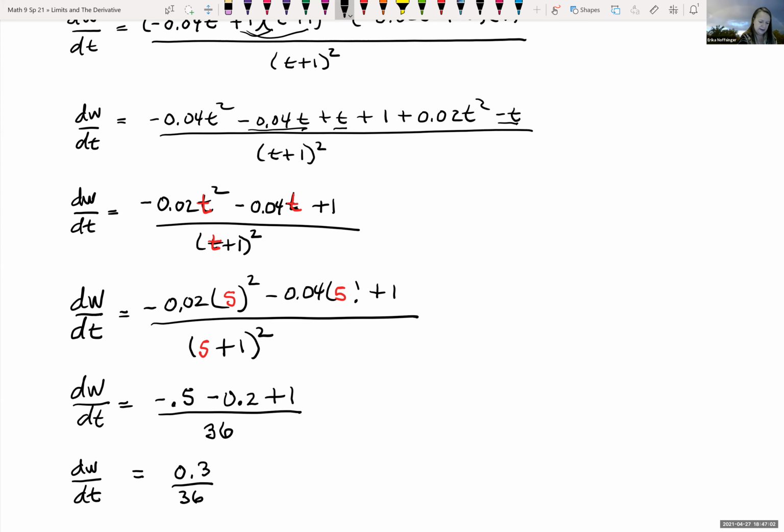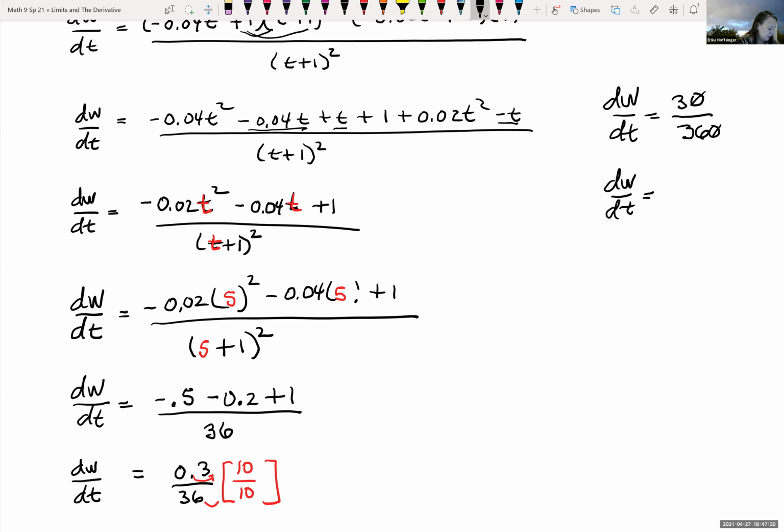We tend to not like decimals inside a fraction, and we can get rid of that by multiplying by 10 over 10 to move that decimal over once. So we get dW/dT is equal to 30 over 360. Now let's reduce. So 3 over 36 gives us 1 over 12. And they have that in decimal form, so let me just put that.